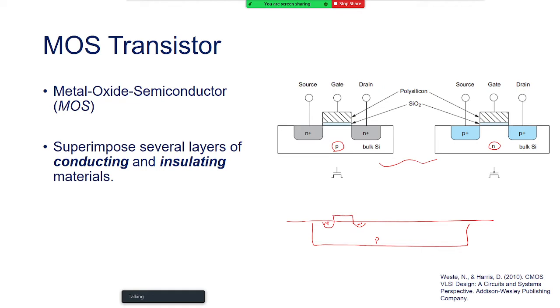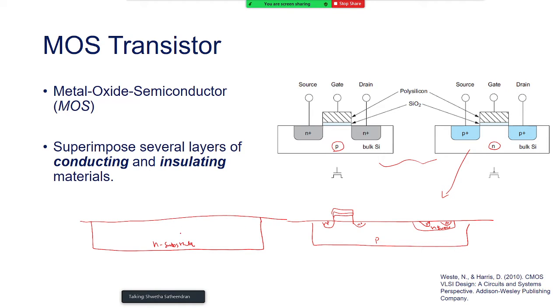NMOS. But to fabricate PMOS, we need to create its own body, that we call an N-well. And in the N-well, we make the PMOS, this transistor. What if we have an N body, an N substrate? Naturally we are going to have PMOS transistors without any problem, but for NMOS we need to create a well.